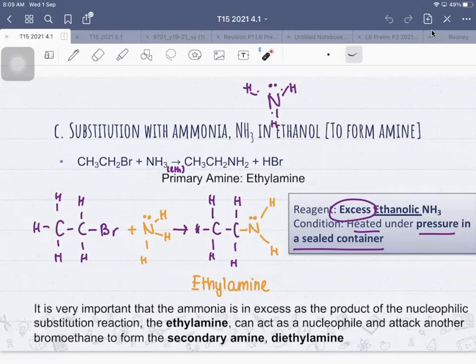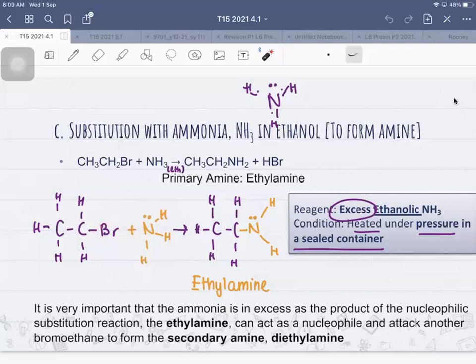Bismillahirrahmanirrahim. Just to recap what we did last lesson, we looked at the substitution reaction of halogenoalkanes with ammonia. For ammonia, as a nucleophile, the lone pair of electrons comes from the nitrogen. The halogen, in this case bromine, is replaced with your ammonia, NH3.